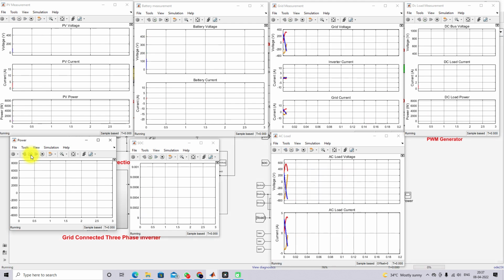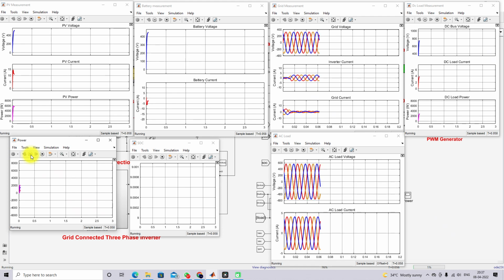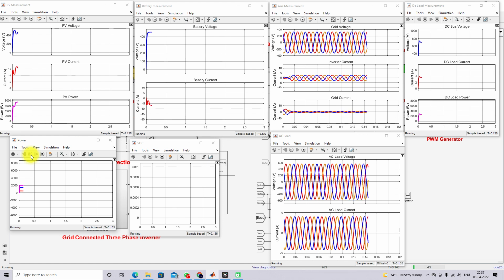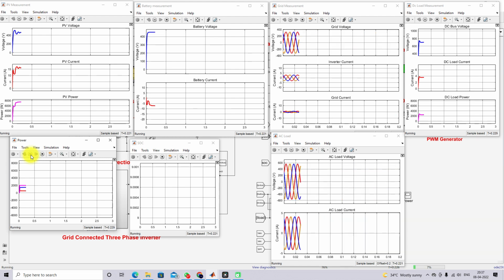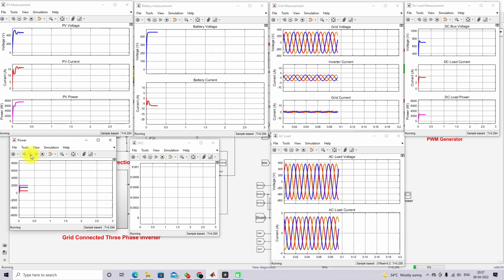So here the SOC of the battery is fixed at 50%, and here we are varying the irradiation from 1000 watts per meter square to 500 watts per meter square, and then 10 watts per meter square. Again it is going to be increased to 500 and 1000 watts per meter square. So every 0.3 seconds the status of the irradiation will be changed, and you have to check the results.